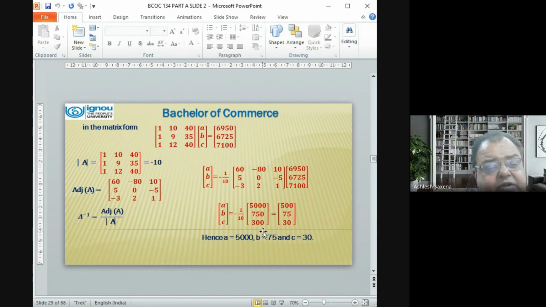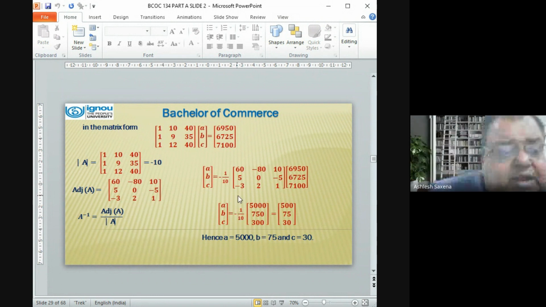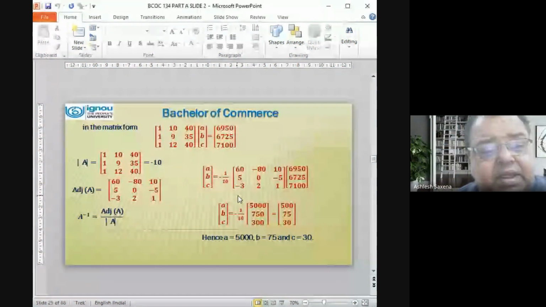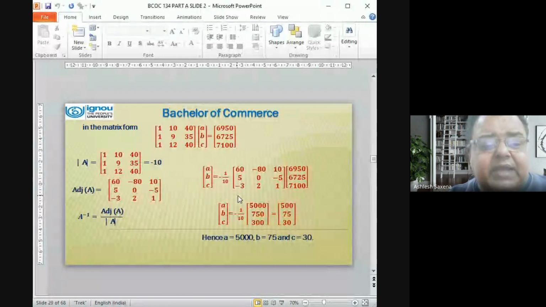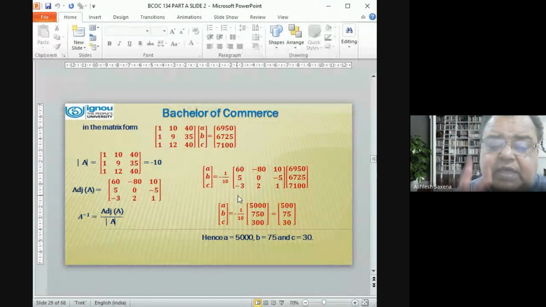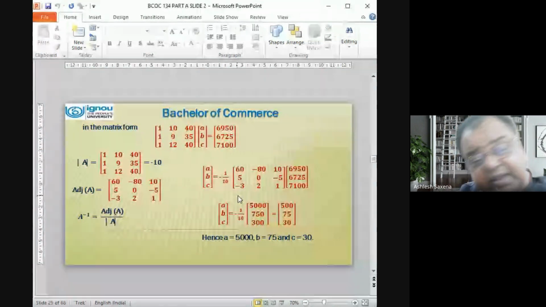Now this is to be multiplied by 10 as well. We will be neglecting the negative sign because they will not be negative. This comes out to be 500, 75, 30. Your A is 5,000, B is 75, and C is 30. In this, we have followed two things. We have calculated the inverse, and then the multiplication.